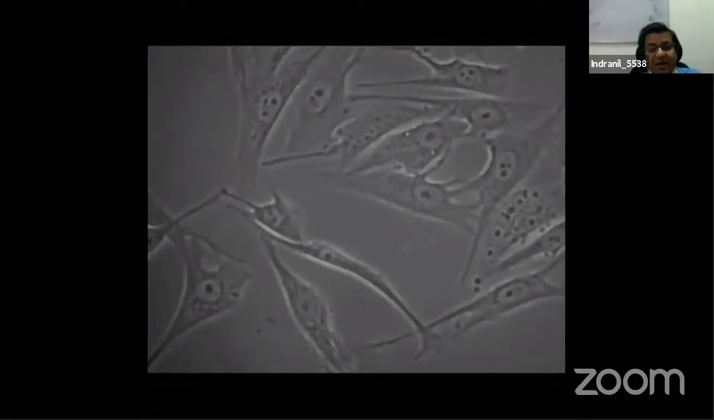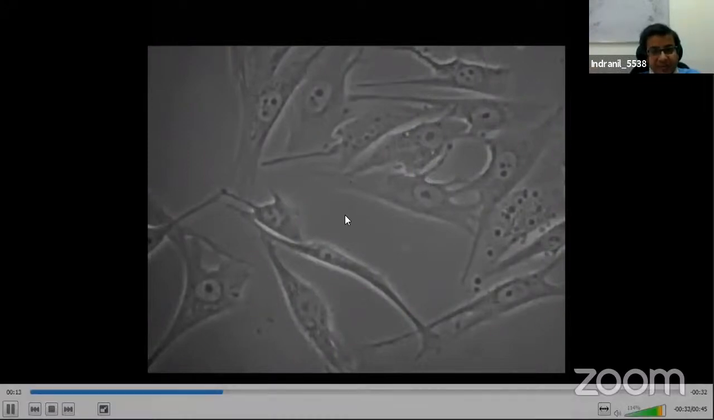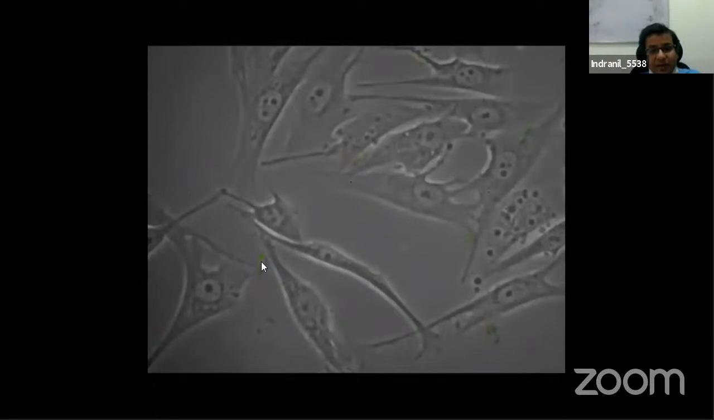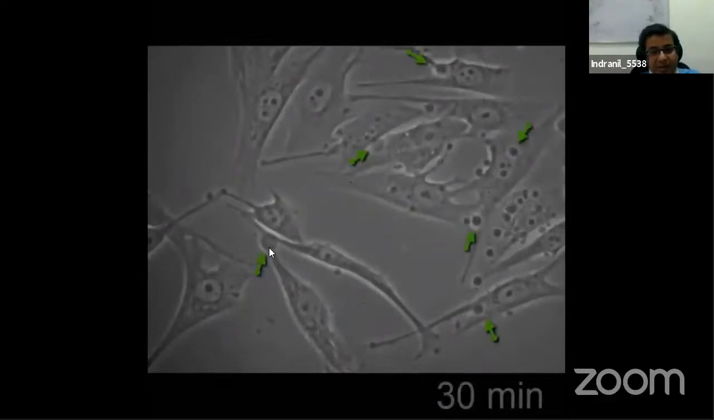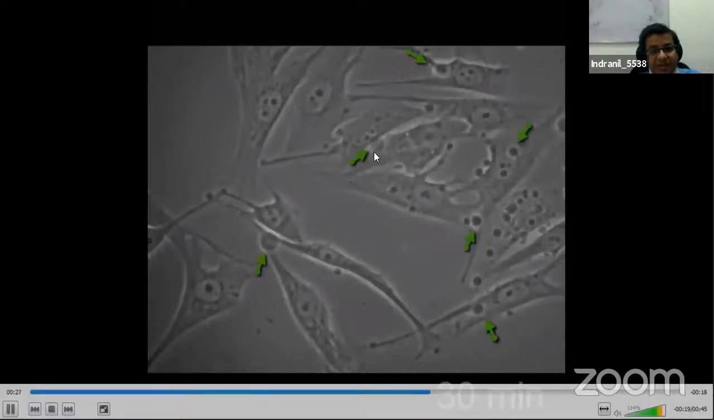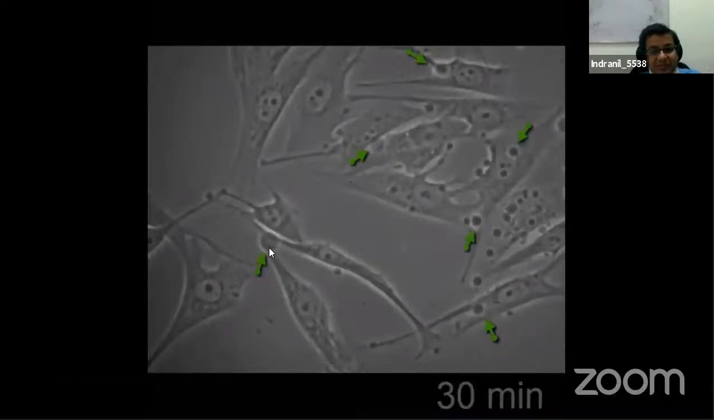So this is a 40-minute event. We compress it into a very short time period. Please have a look. You will find the first appearance of some arrows. See the green arrows, please follow those arrows. Now you can see the formation of these kinds of blebs. I think the video is moving a little faster on the Zoom platform.